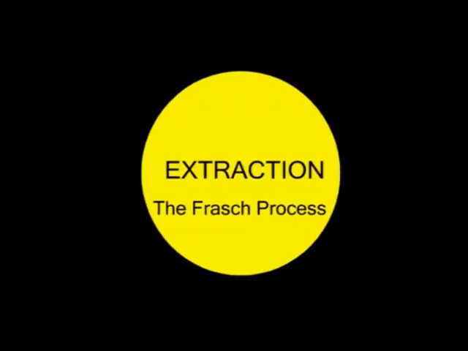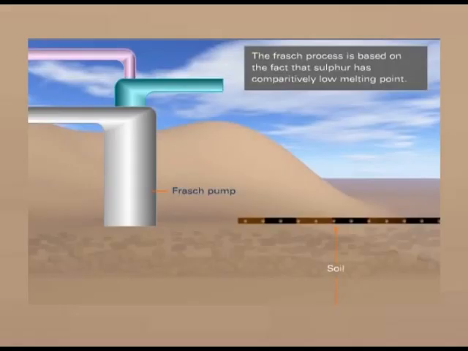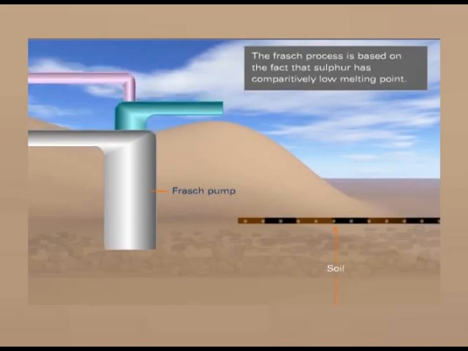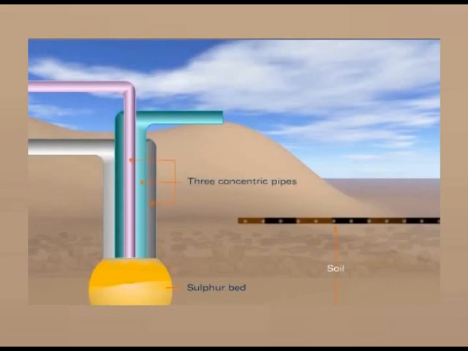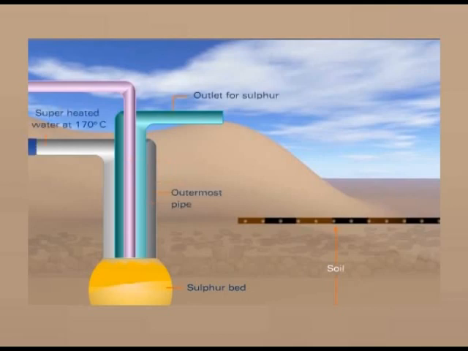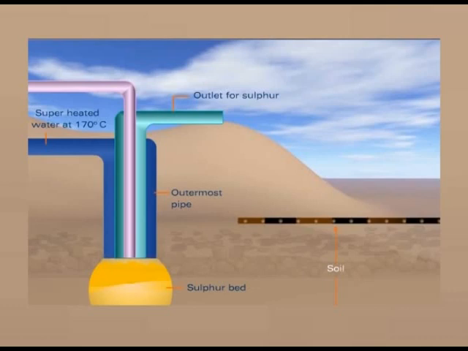Frasch process. Sulfur lies in a bed beneath layers of clay, sand, and limestone, which makes open mining impossible due to the risk of collapse. The Frasch process is based on the fact that sulfur has a comparatively low melting point. The Frasch pump, consisting of 3 concentric pipes, is sunk deep into the sulfur bed. Superheated water at about 170 degrees Celsius under pressure is pumped into the outermost pipe. The water enters the sulfur bed and melts the sulfur.